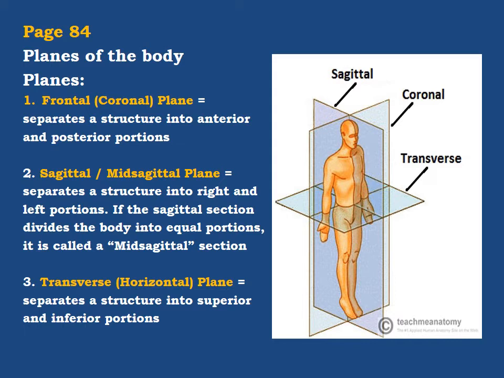And the third type of plane is called transverse or horizontal. Again, you have to learn these two names, transverse or horizontal plane. And it separates a structure into superior and inferior portions, upper and lower, superior and inferior, okay, upper and lower portions.